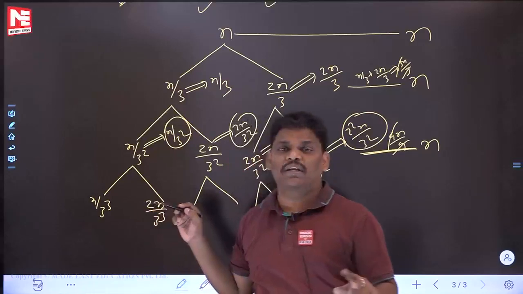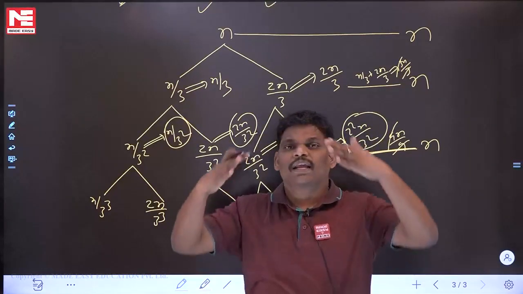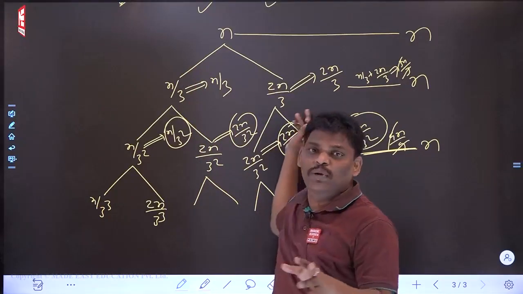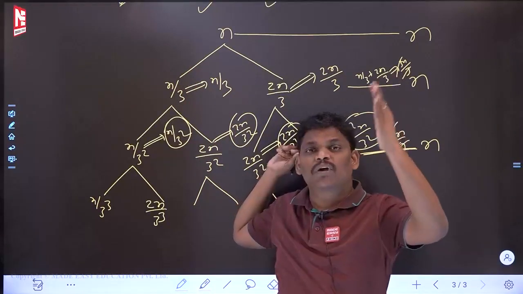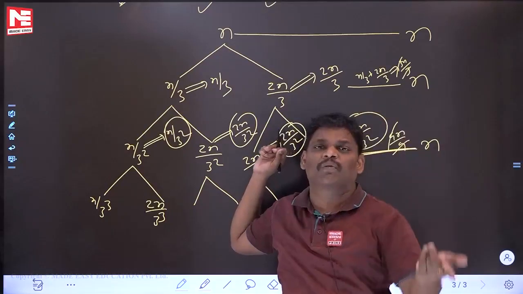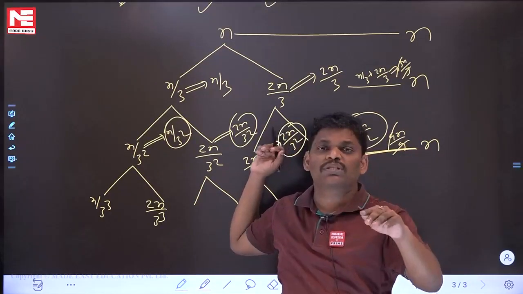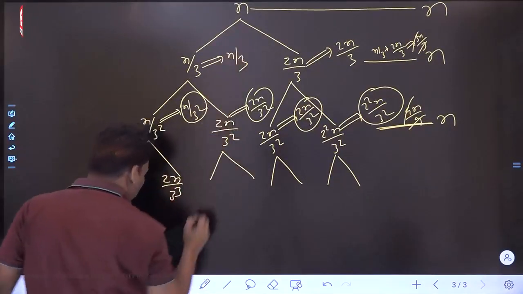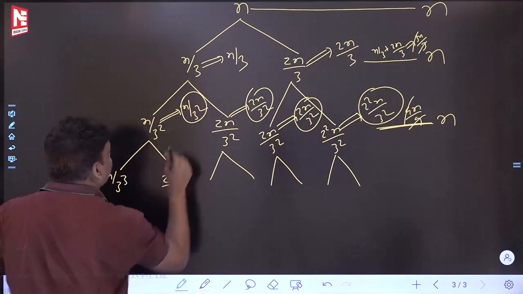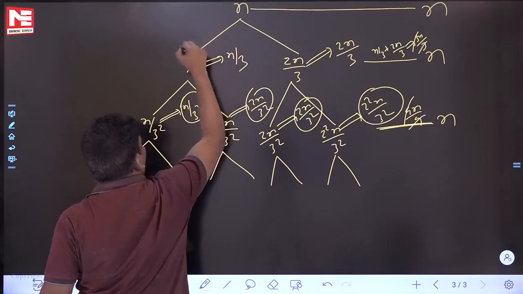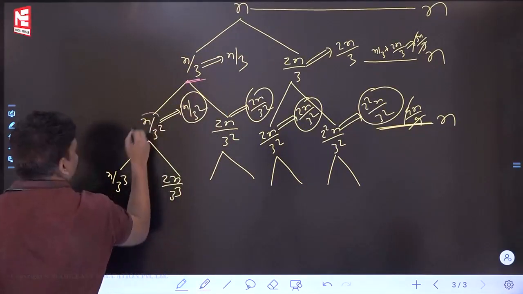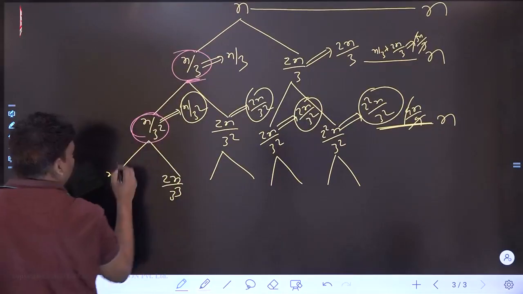Can you help me one small thing? If you observe clearly, left is always multiplied by 1 by 3 and right is always multiplied by 2 by 3. You know very well, multiply by 1 by 3 is nothing but divide by 3. So left is always divided by 3. If you want, you can check. n by 3, n by 3 square.